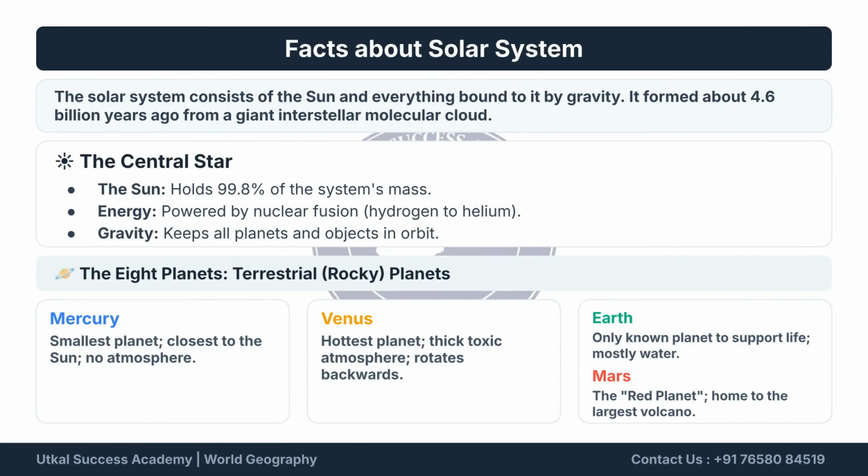Moving to facts about the solar system, it formed about 4.6 billion years ago. The Sun holds 99.8% of the system's mass, powered by nuclear fusion, and its gravity keeps everything in orbit. The terrestrial or rocky inner planets include Mercury, the smallest with no atmosphere. Venus is the hottest with a thick, toxic atmosphere, and it rotates backwards. Earth is the only known planet to support life, and Mars, the red planet, is home to the largest volcano.